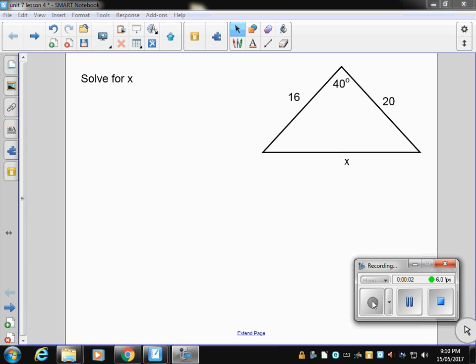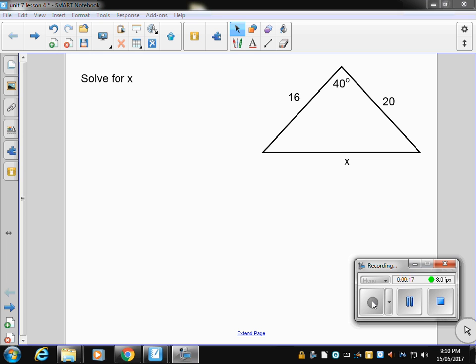Right, lesson 4, onwards and upwards. So if I am asked to solve for x, my thought process would be, is this a right angled triangle? So I could use Pythagorean theorem or SOHCAHTOA. No, doesn't look like it.